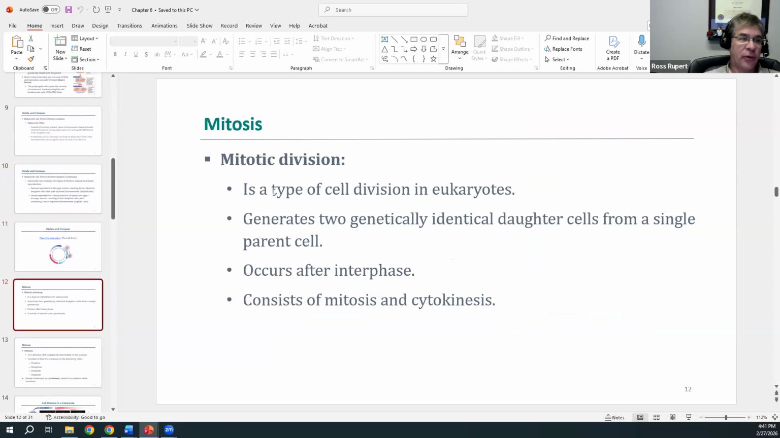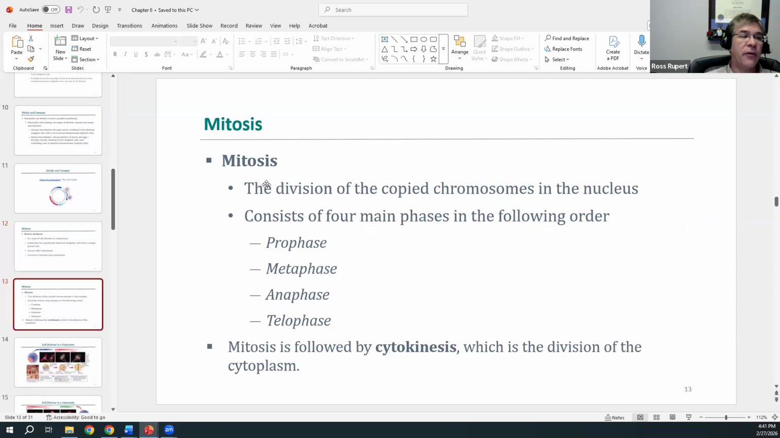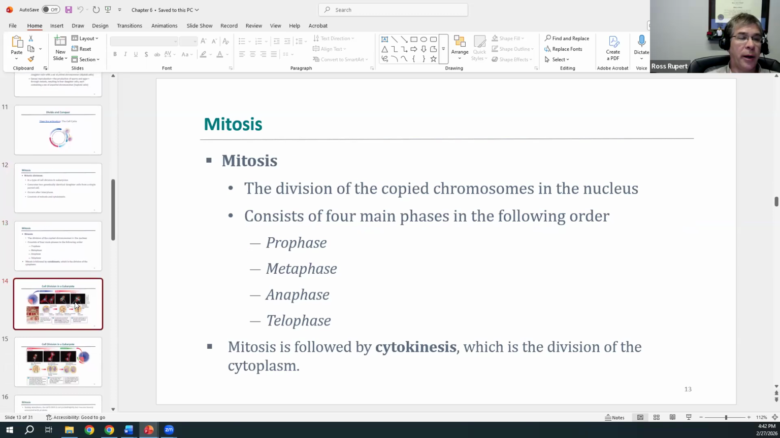Mitotic division, or mitosis, is a type of cell division in eukaryotes. It does not happen in prokaryotes, so it only happens in plants, animals, protozoa, fungi. It does not happen in bacteria. They use binary fission. The stages of mitosis can be summarized by the acronym PMAT: prophase, metaphase, anaphase, and telophase. You should know those and what happens in each one.